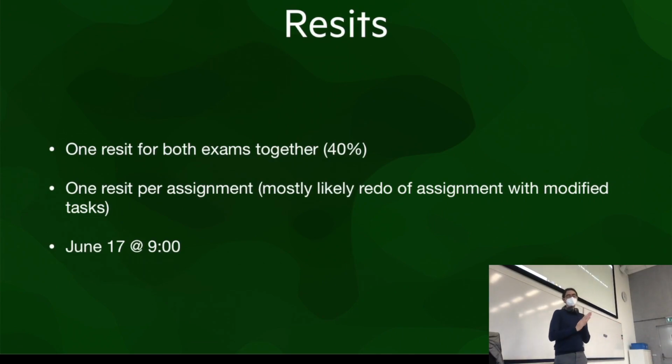In case something happens, you can do the resits. So in the next quarter, there will be one resit for both exams together, which will be worth 40%. So it substitutes the mark of the 2 exams. And there will be one resit per assignment, which most likely will be something similar to the assignment that you do now, but maybe we will change some tasks. All of that will be due on June 17th, both the exam and the due date for the resit of the assignments.